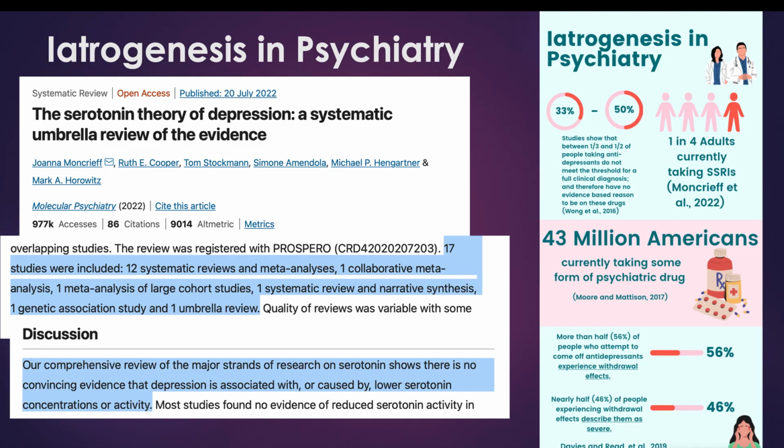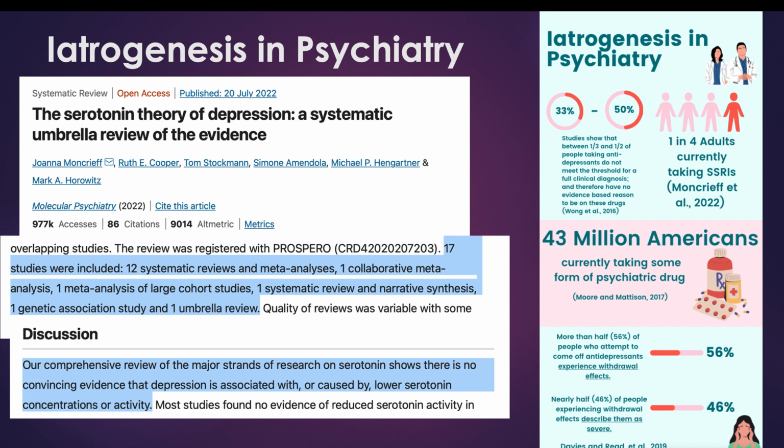So these next two statistics are very troubling, to say the least. More than half, 56% of people who attempt to come off of antidepressants experience withdrawal effects. Okay, so if you were thinking that these drugs don't have any effect on depression, so I guess it's basically like taking a sugar pill, right?